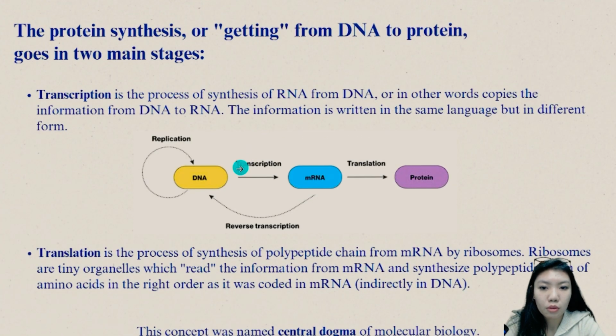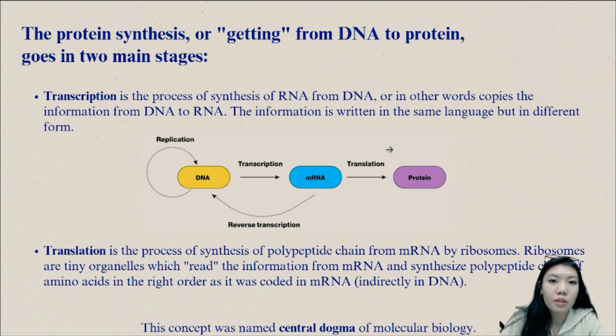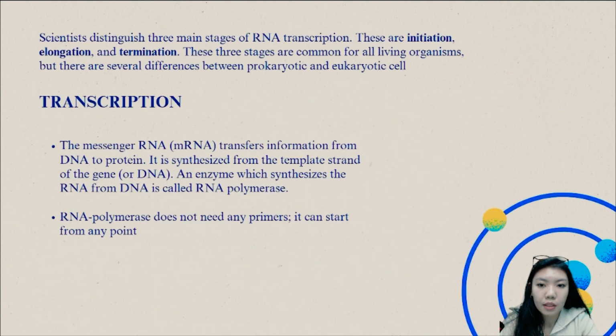Here also, before the transcription, we have the replication process. You must know about it. After the DNA replicates itself, the next stage is transcription. Transcription is the process of synthesis of RNA from DNA. In other words, it copies the genetic information from DNA into RNA. So here we have the 3 stages of transcription. The first one is initiation, then elongation, and termination.